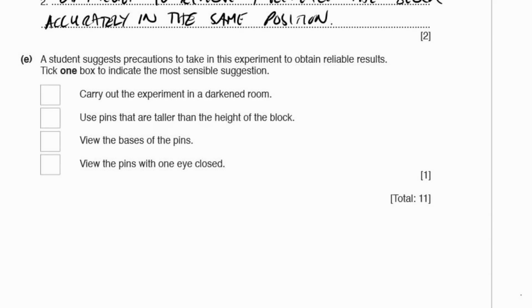Right, part E. A student suggests precautions to take in this experiment to obtain reliable results. Tick one box to indicate the most sensible suggestion. Oh, what an ambiguous question. The most sensible suggestion. Well, let's do a brief check. A darkened room, that's pretty sensible. Pins that are taller than the height of the block? Nobody cares. You should be using the base of the block anyway. View the base of the pins, that's sensible, yeah. View the pins with one eye closed, that's also a bit sensible there.